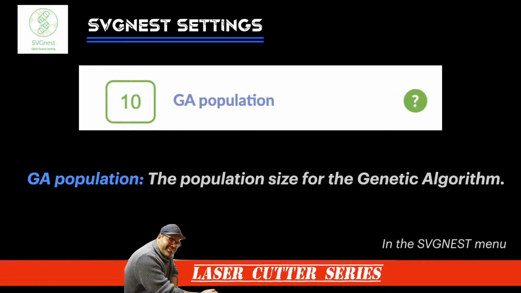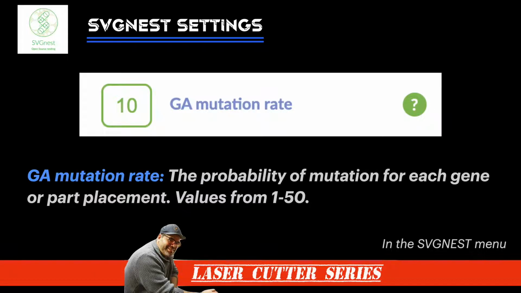The next 2 I don't use too much. One's called GA population, and that's particularly the population side of the genetic algorithm used to move parts and put them together. I don't understand the genetic algorithm of SVGNest. I just use a laser, so that's something I don't really mess with. And the other one is called GA mutation rate, and that's the probability of each mutation, depending on the parts. And you can change that value between 1 and 50. I haven't actually played with that either. It's something that I don't really use too much.